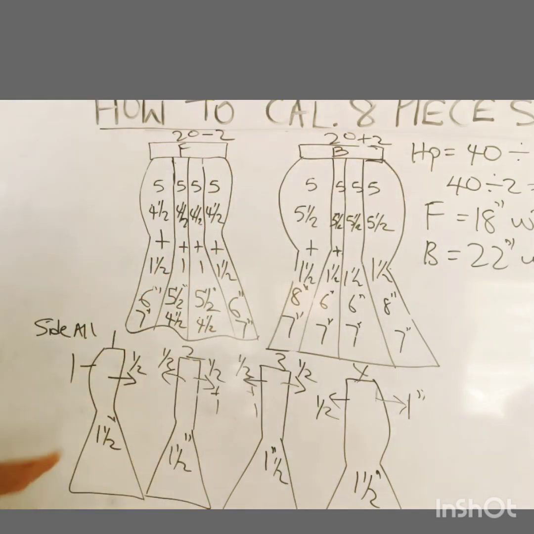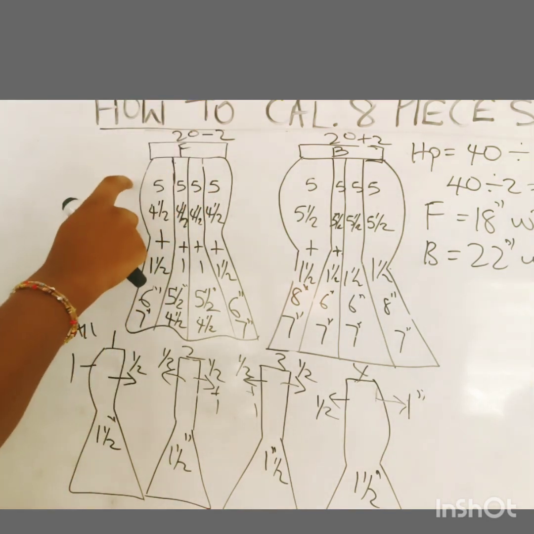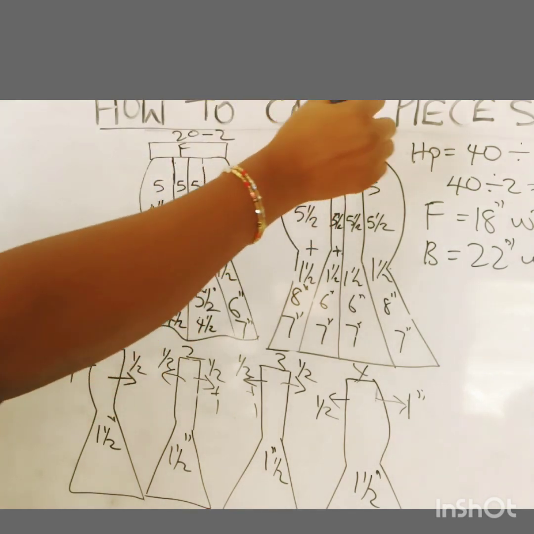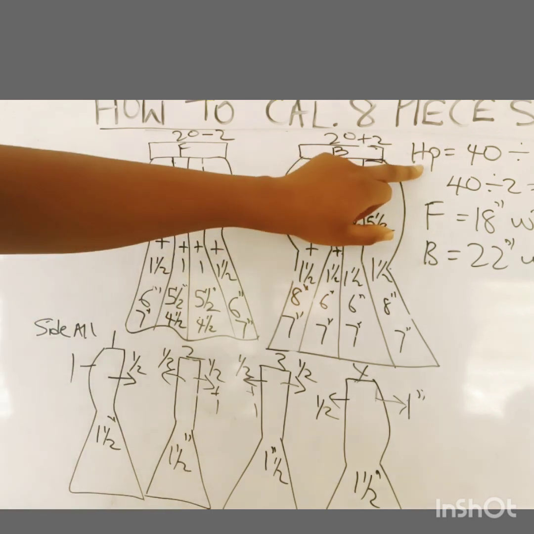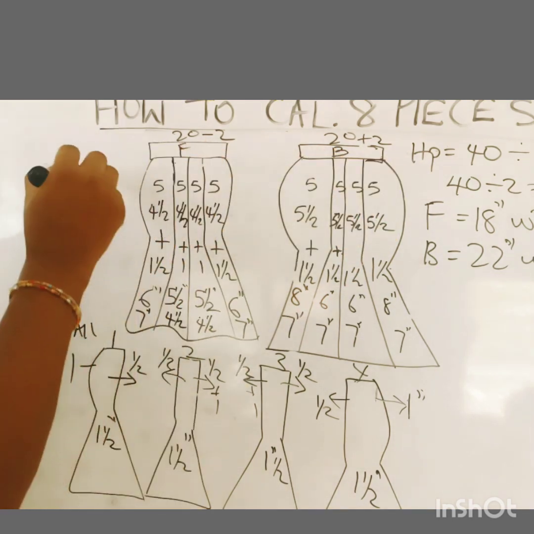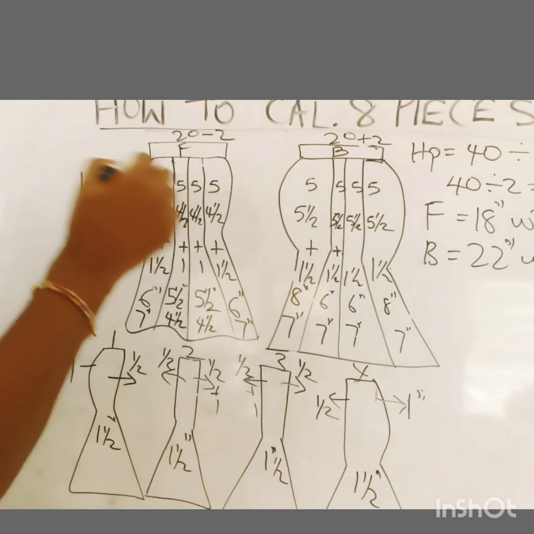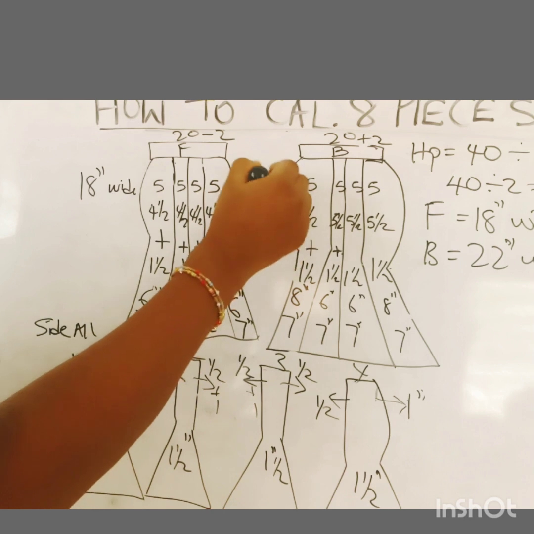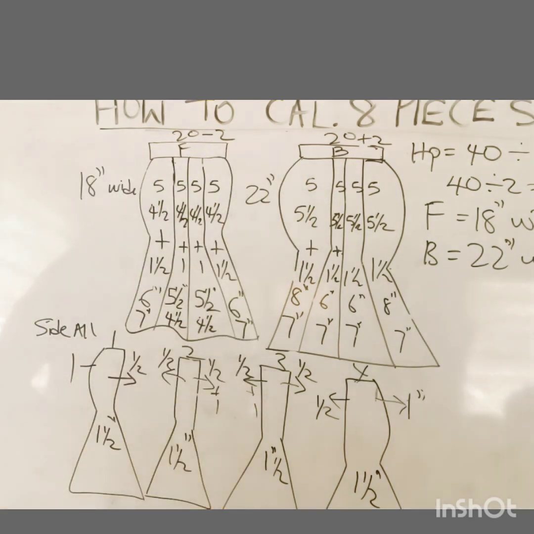So if you want your skirt to have a fine shape, subtract 2 from the hip of the front and add 2 to the back. So if you are working with a hip of 40, it means that the front panel will be 18 inches wide, while the back will be 22 inches wide. So by the time you add the 2, you have 40.